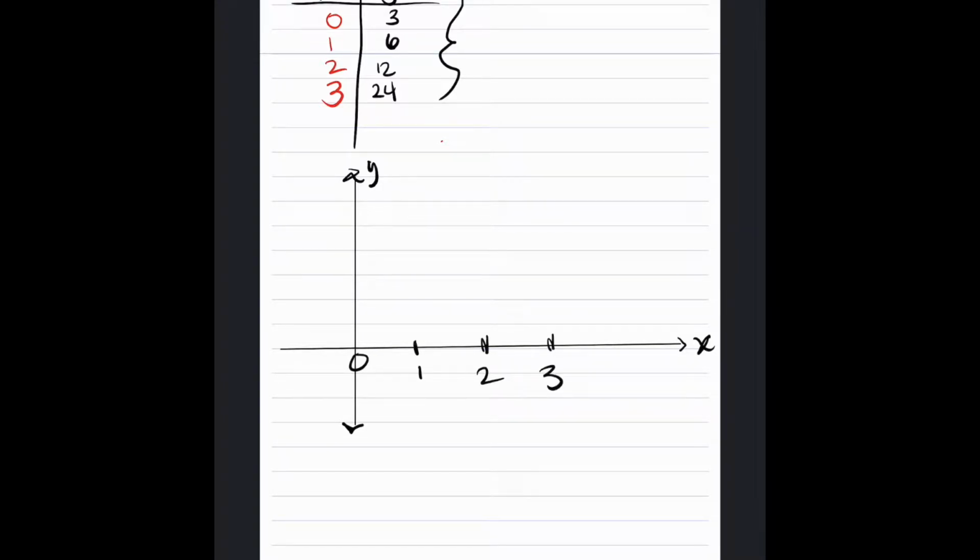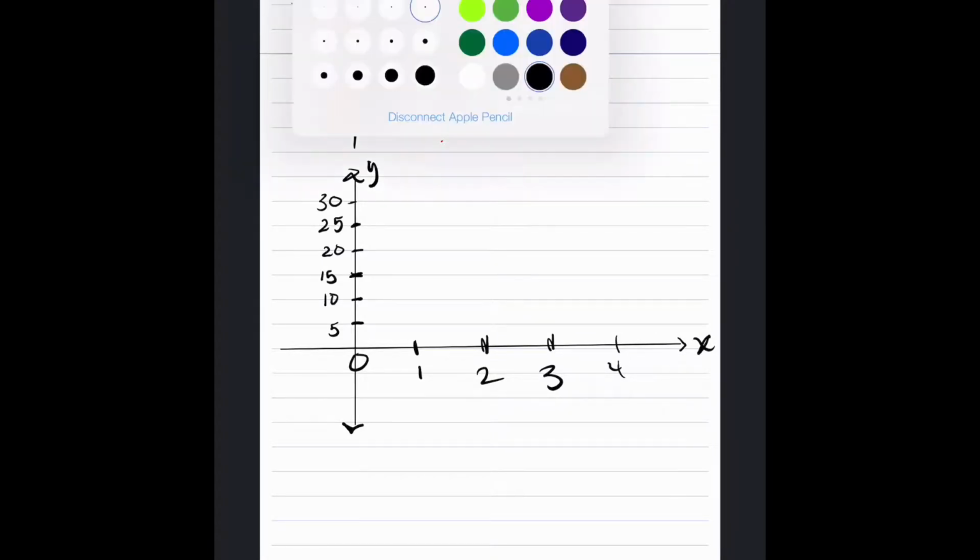If we wanted to continue, it'd be 4, 5, and so on. And then going up, let's count by 5s: 5, 10, 15, 20, 25, 30. It's okay that none of these values are exactly these, as long as my table points can go in the graph, if that makes sense. So I'm going to start plotting these.